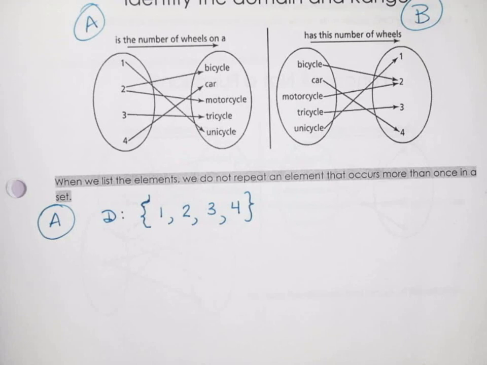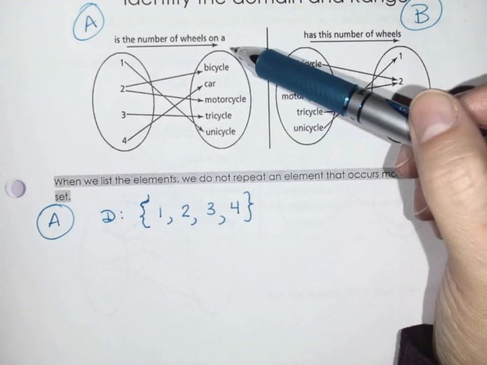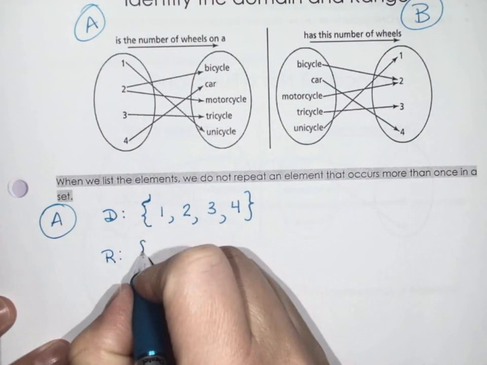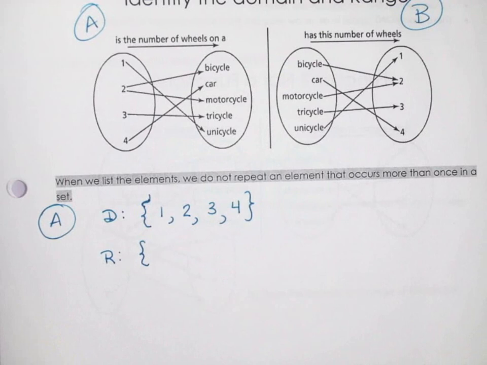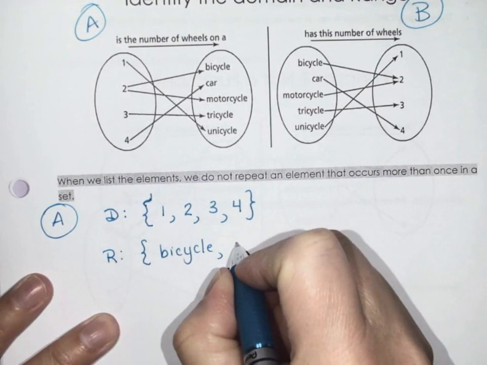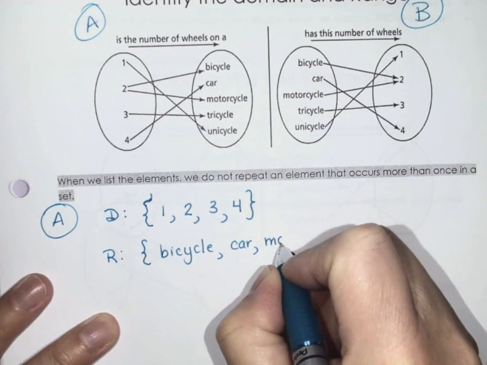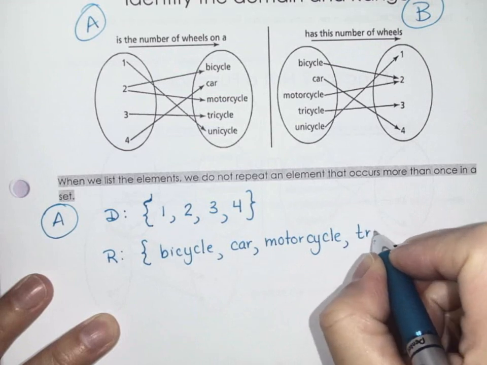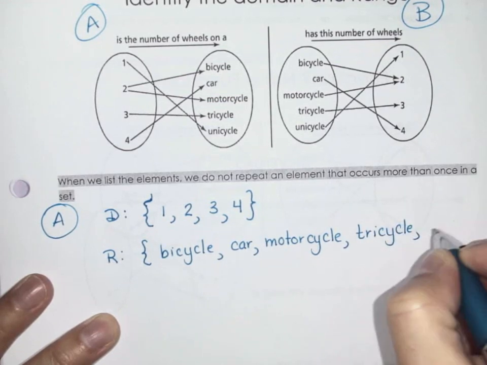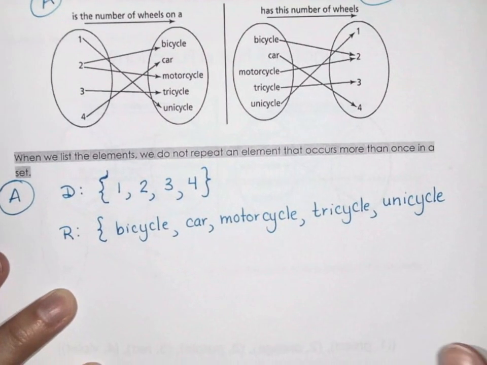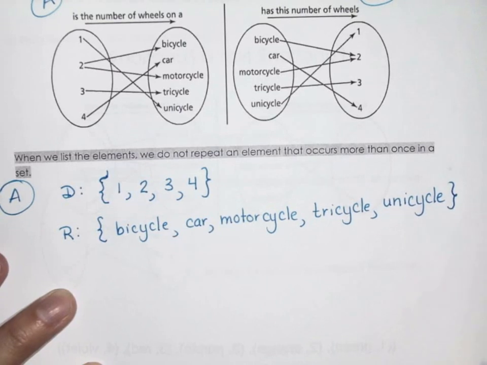Remember that range is our set 2. So it's going to be all the modes of transportation here, right? Our range, we're going to set it up the same way: R colon, fancy bracket. And we're going to just list the things in our range. So bicycle, a car, motorcycle, a tricycle, and a unicycle. Ooh, I write really crookedly, I realize. And I'm going to close that with a fancy bracket.